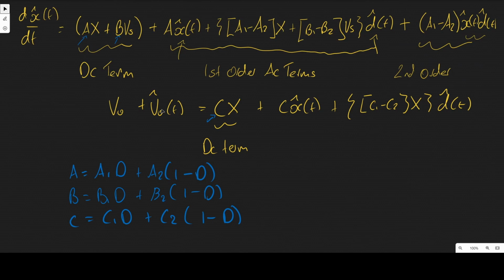Now if we neglect the second order terms and linearize the state space equation, we can write the steady state values as follows. The steady state derivative would be equal to 0 because the states would not be changing and the system is at equilibrium, and that would be equal to A X plus B Vs, and the output Vout would be equal to C X.